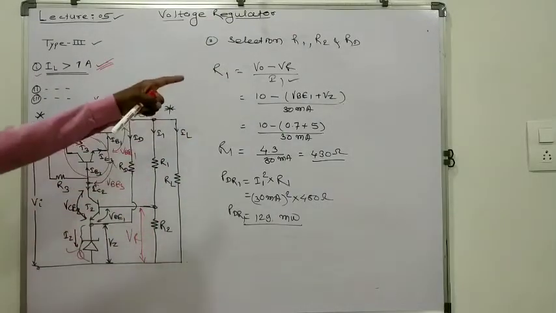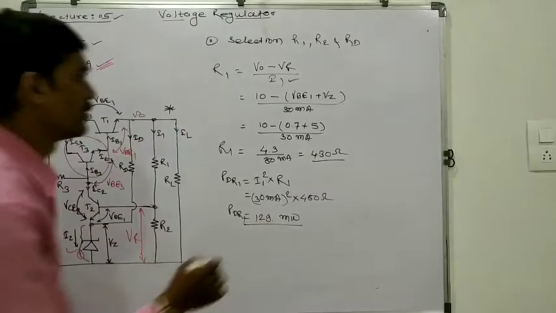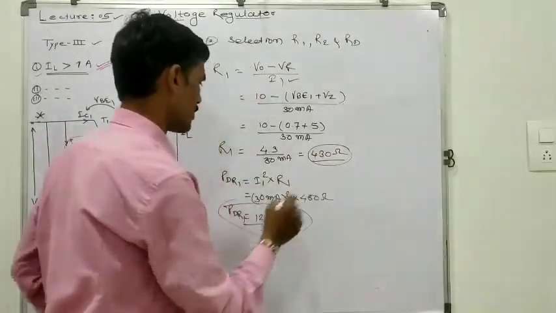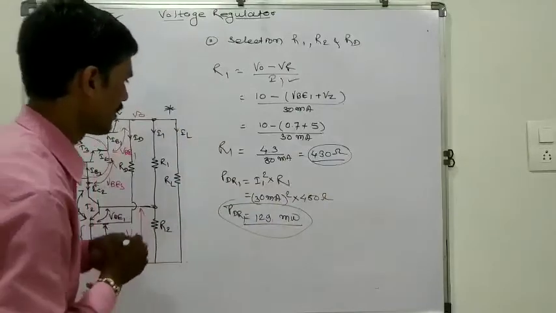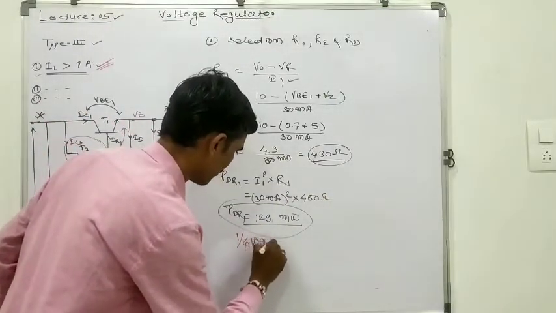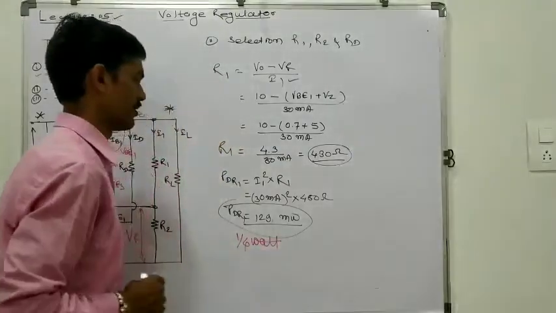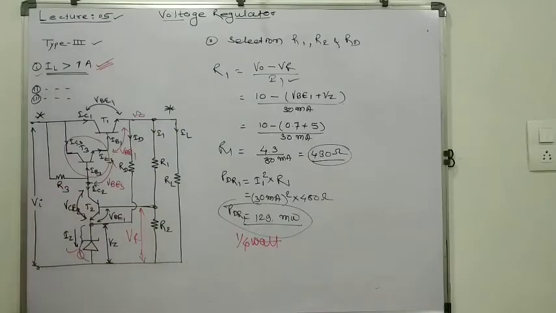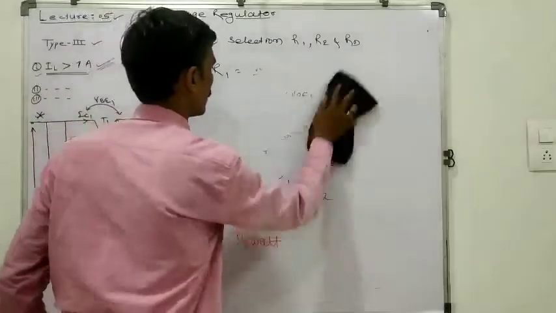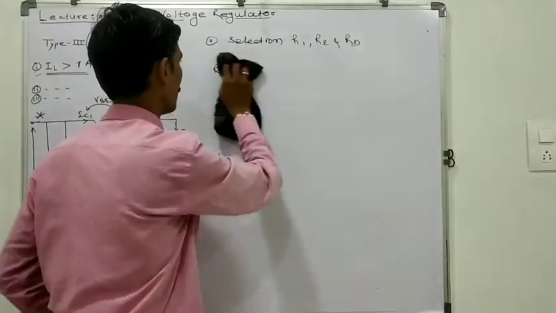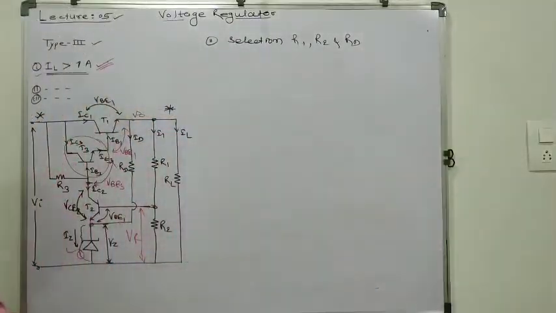So select the resistance R1 nearer to this value, that is 430 ohm, with power dissipation of 129 milliwatt. So select with power dissipation of, we can say, 1 by 4 watt. Select a resistance R1 with 1 by 4 watt power dissipation rating. Then next one is selection of R2.